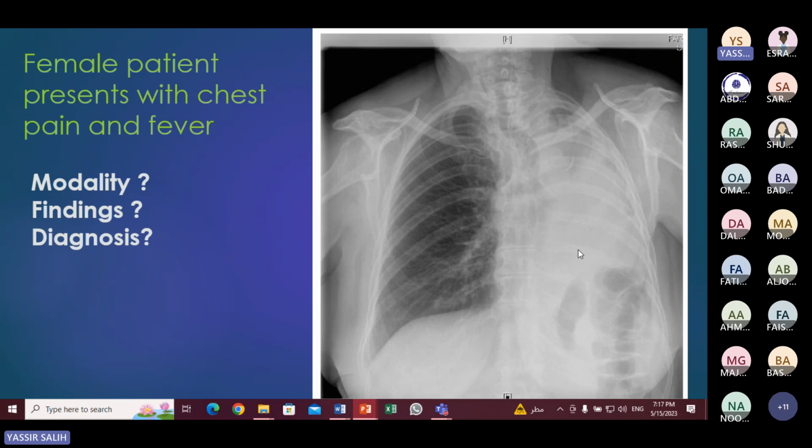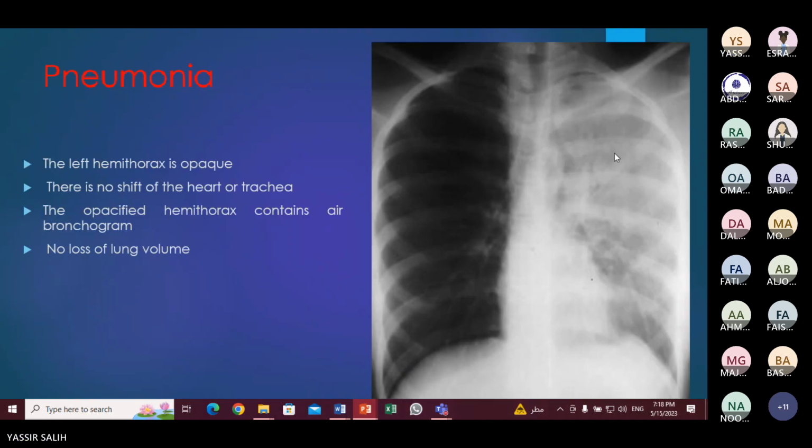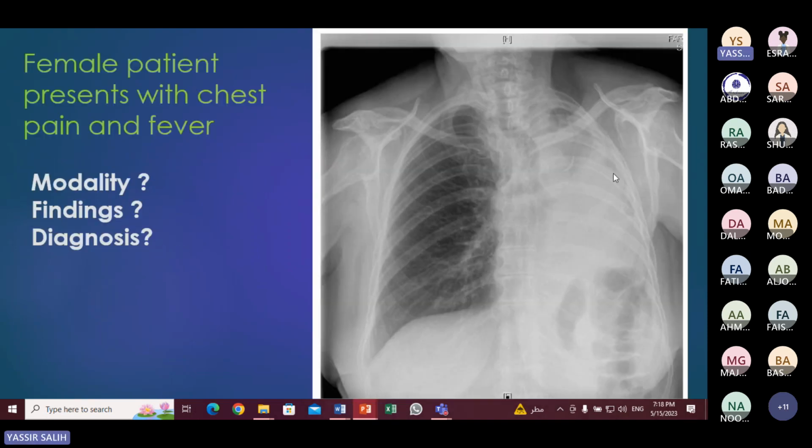Also, this is an opaque hemithorax. لما نلقى one side أبيض بنسميها opaque hemithorax. أول من البداية لازم تعرف إنه this is the term. بعدين نشوف which one is this. عرفنا النيمونيا. This is another cause. Also, there is an opaque hemithorax. There is no air bronchogram, ما في الخطوط السوداء دي.